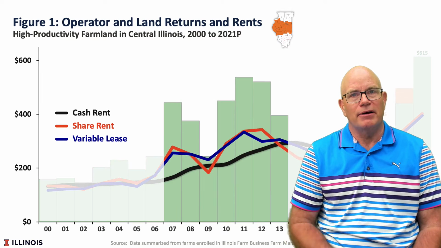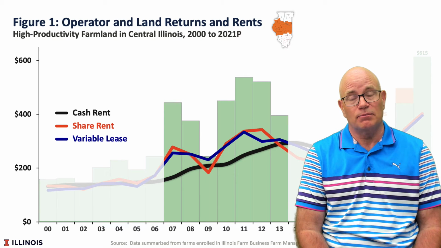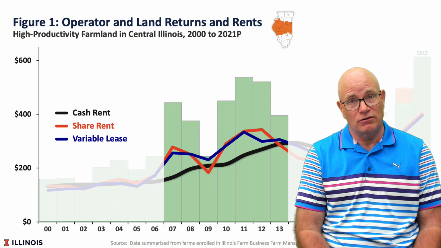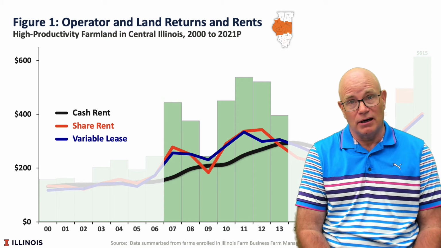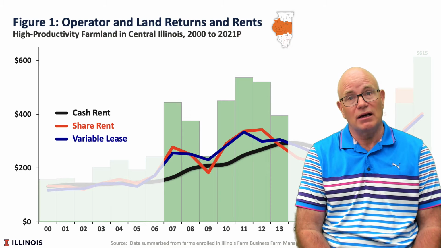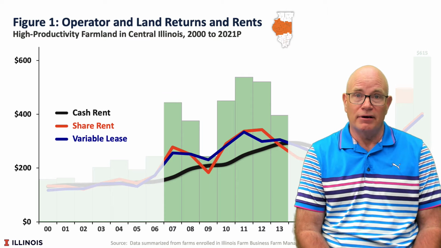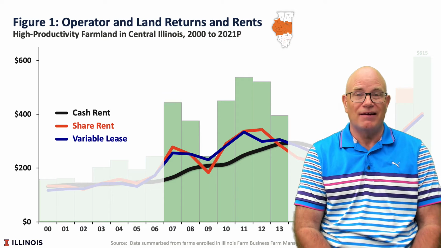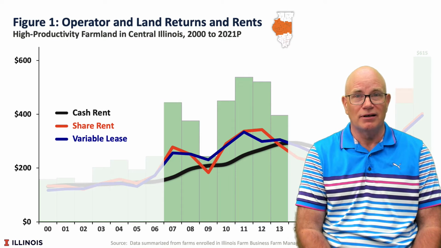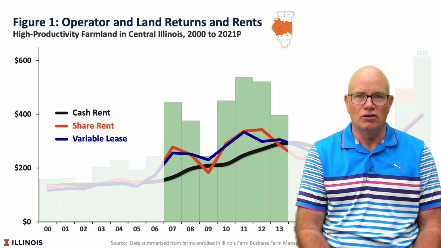Then we had a period of higher operator and land returns, and this corresponded to the period when corn use in ethanol was increasing and also robust demand for soybeans in the export markets. Towards the end of the period, 2012 and 2011 in particular, we had low yields, further increasing prices. During that period, operator and land returns averaged $407, and the share rent and variable leases adjusted to those higher returns.